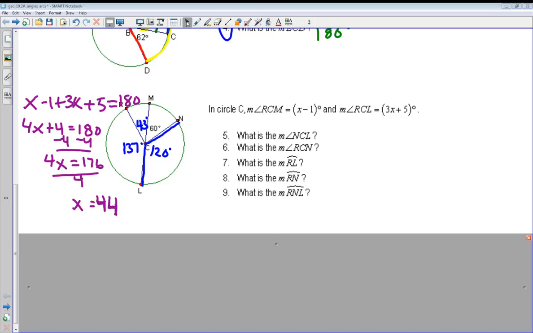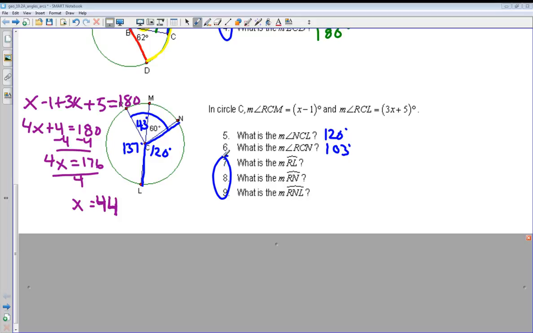So in 5, what's the measure of angle NCL? NCL, we just found that out to be 120. What's the measure of angle RCN? Well, that's from here to here, so add those together. We're going to get 103. Take a second and see if you can come up with the answers for problems 7, 8, 9 on your own. Pause it if you want.